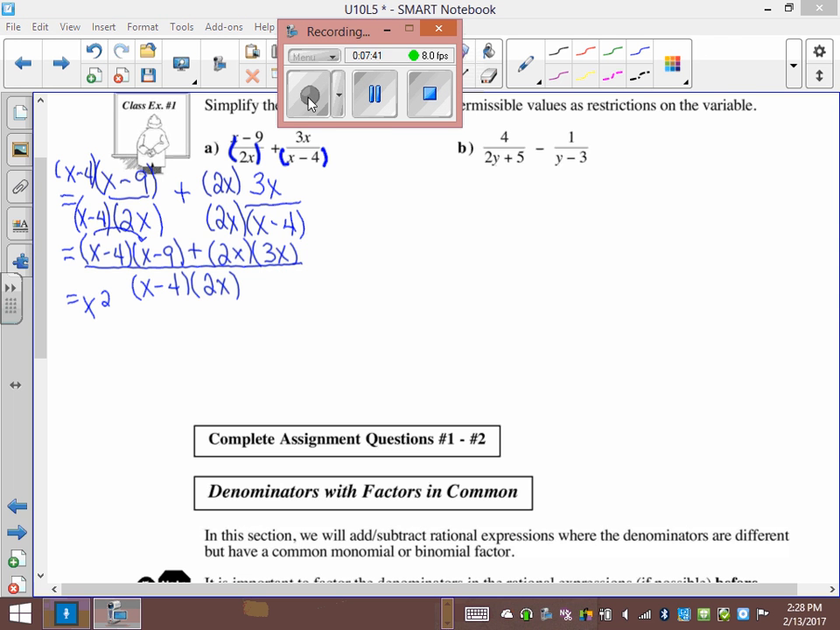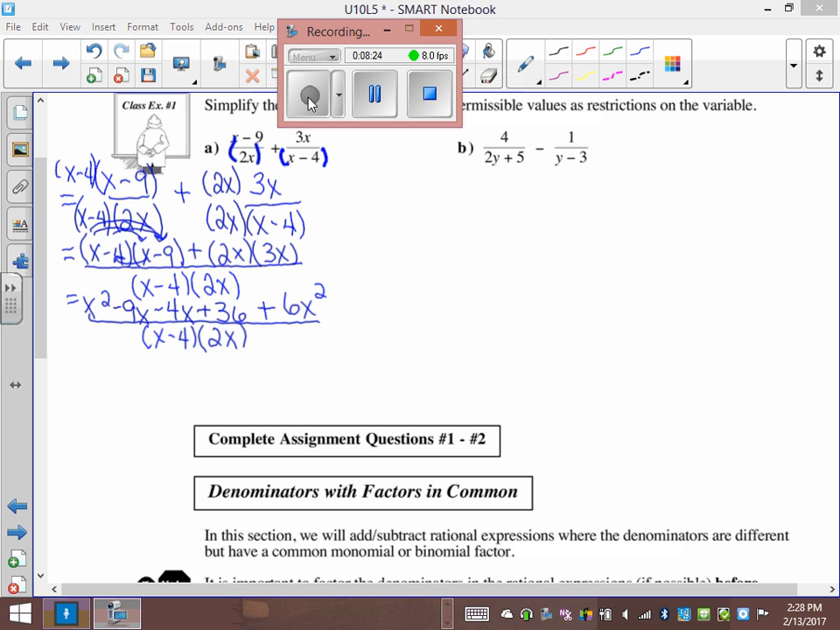I'm going to get x times x, which is x squared, minus 4x minus 9x, but I'm not going to do that in one step because that confuses people. So I'm going to go x times negative 9, which is negative 9x. All I'm doing is foiling, right? Negative 4 times x, negative 4x. Negative 4 times negative 9, positive 36. And plus, I have a plus sign, 2x times 3x, which is 6x squared, all over x minus 4 times 2x. And I'm not going to put those together because I never put the denominators together.